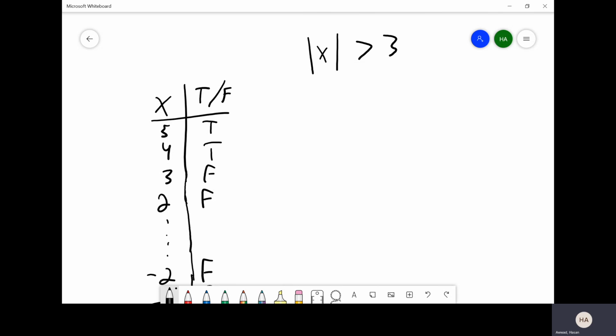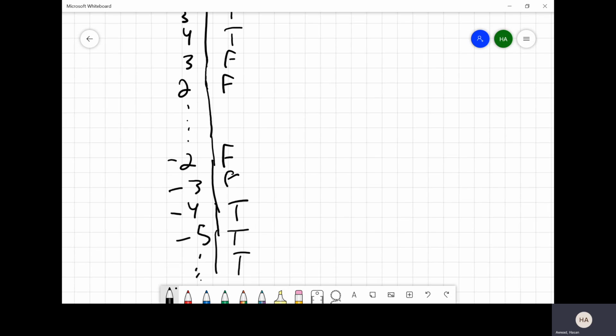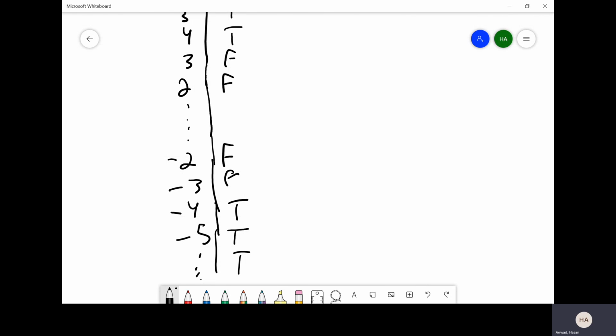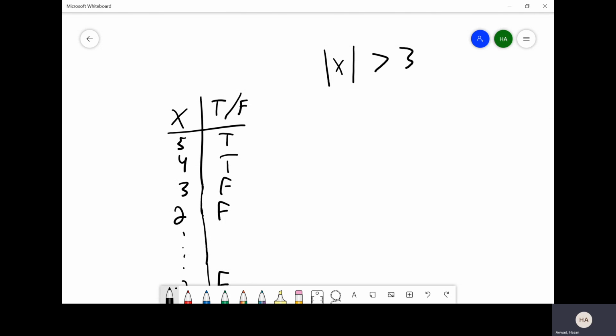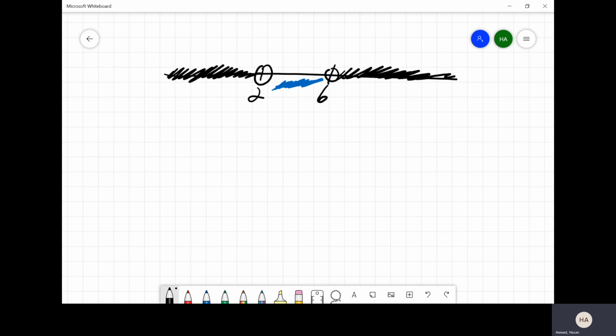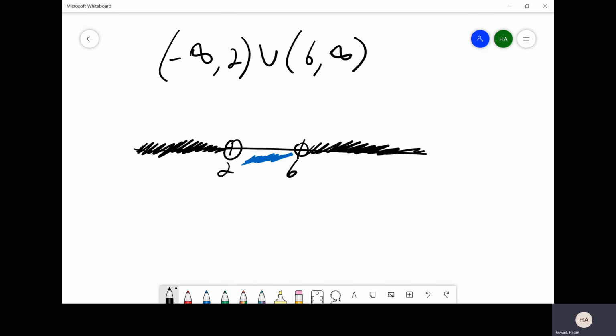Same thing with everything that's above 3. So everything that's beyond -3 and everything that's beyond +3 is going to make this true. Hence, that's why those two intervals on the outside of the endpoints make it true. And that's what we saw here, right? The two intervals on the outsides are going to be true.